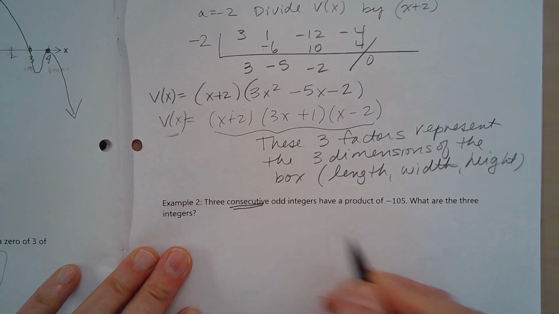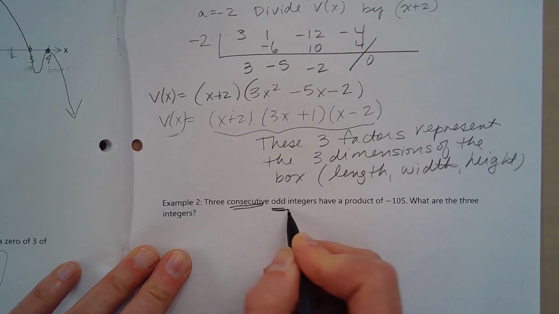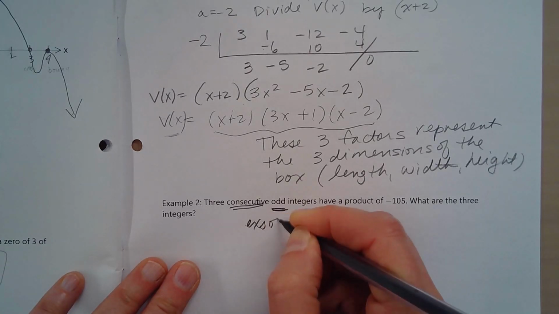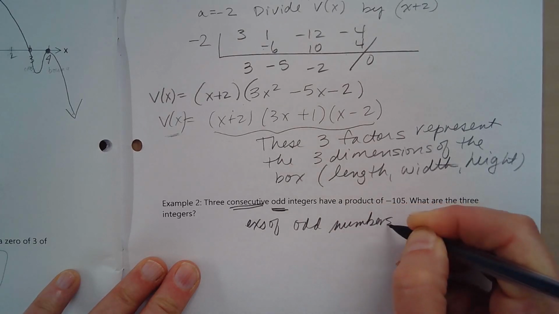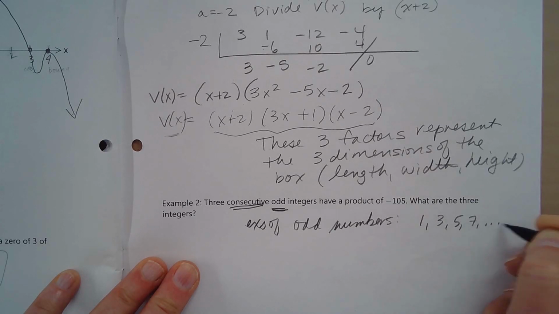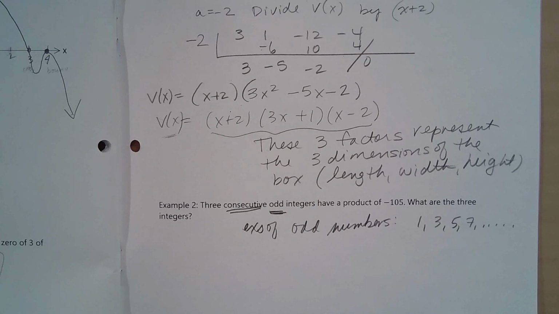What does the word consecutive mean? Following, right? Consecutive means one after the other. So 1, 2, 3, 4 are consecutive numbers, but it also says odd. So what are the odd numbers? Examples of odd numbers: 1, 3, 5, 7. Okay, so they're not divisible by 2. We know that.